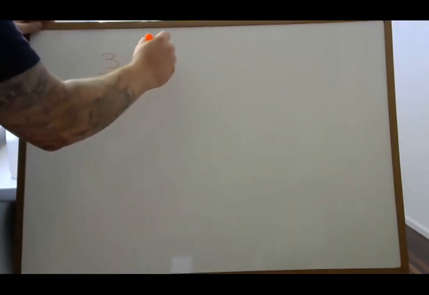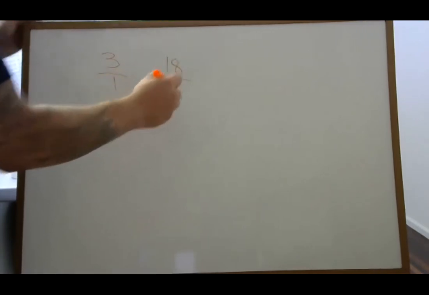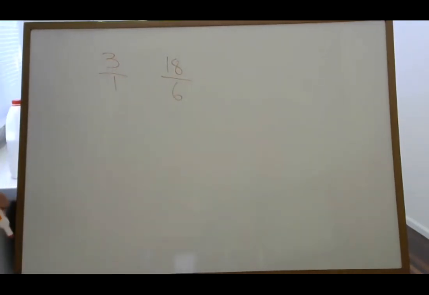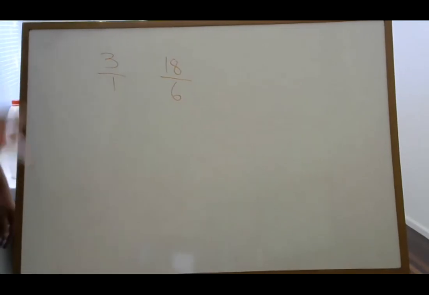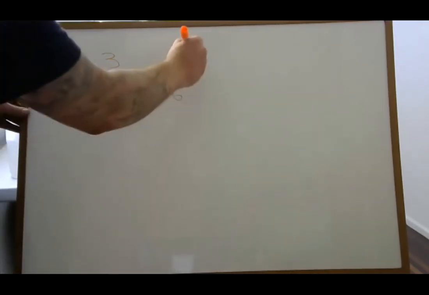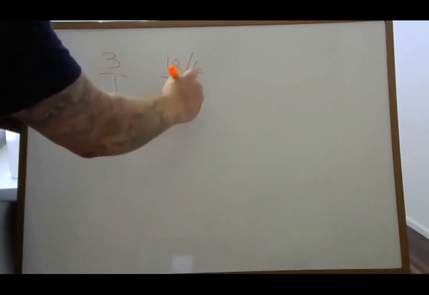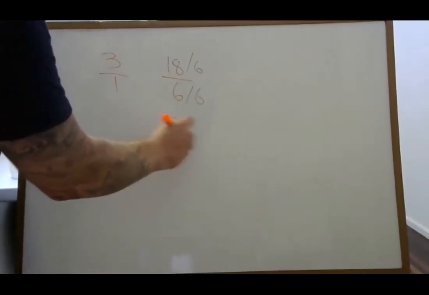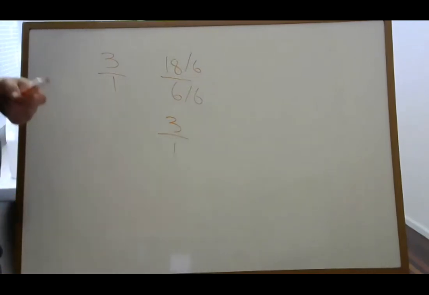Okay, 3 more of these questions and we'll move on to some other stuff. As always, time is getting away. 3 over 1 and 18 over 6. So Harrison says yes. If I divide 18 by 6, 6 by 6, I get 3 over 1. So they are in proportion.